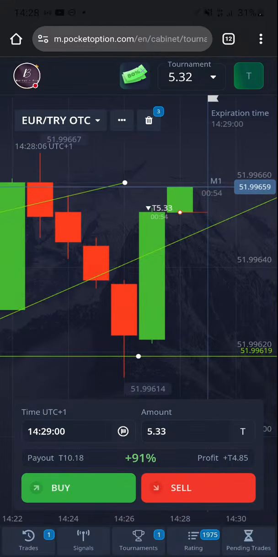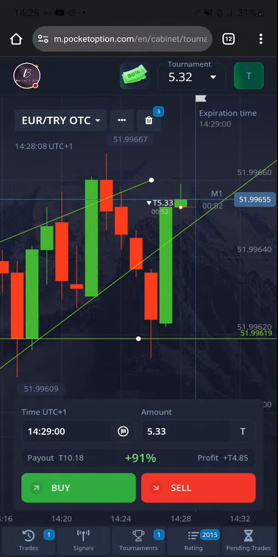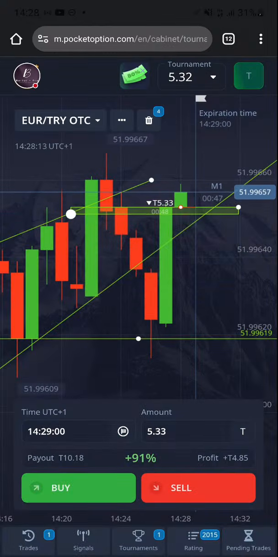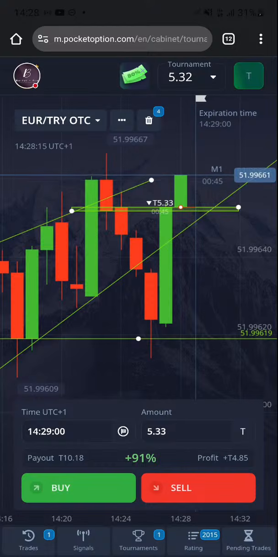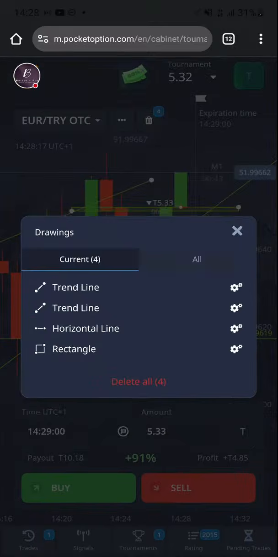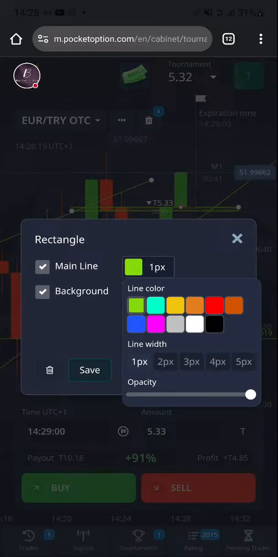Let's go back to M1. It's meant to be here. My entry was too early. This is where the entry is. We have some sellers here. I'm expecting they would.